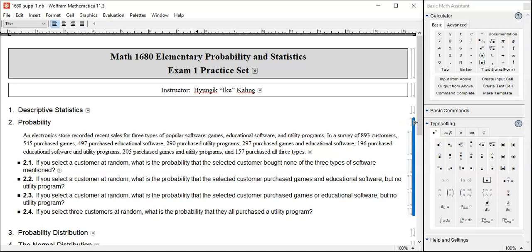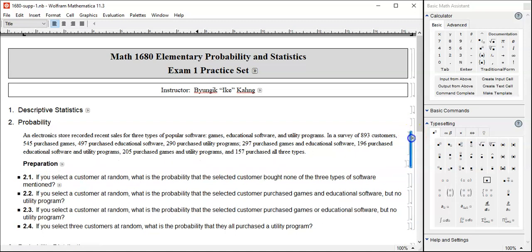Here we go. An electronics store recorded recent sales for 3 types of popular software: games, educational software, and utility programs. In a survey of 893 customers, 545 purchased games, 497 purchased educational software, 290 purchased utility programs, and so on.